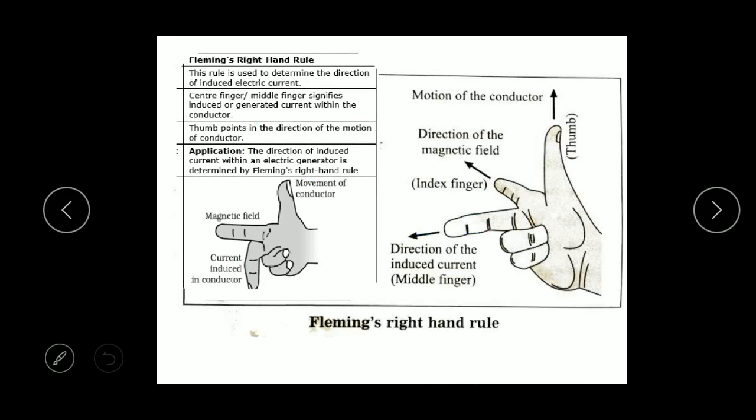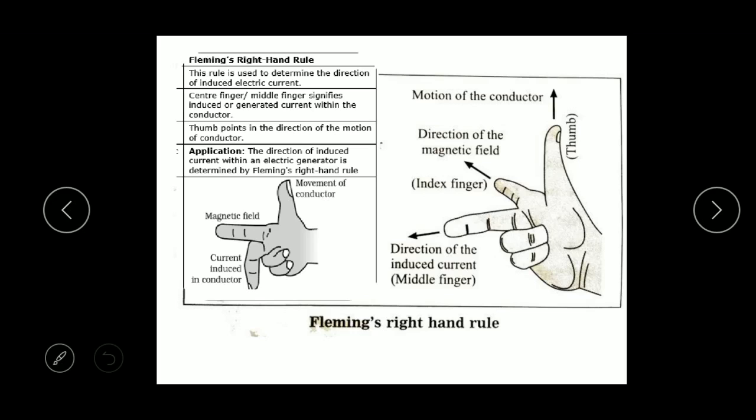One more important point is that the direction of the induced current or the induced EMF is determined by Fleming's right hand rule. This rule is used to determine the direction of the induced electric current. According to this rule, if the first three fingers of the right hand are stretched perpendicular to each other, then the thumb points in the direction of the motion of the conductor, the index finger points in the direction of the magnetic field, and the direction of the induced current is determined by the middle finger. The middle finger indicates the direction of the induced current.